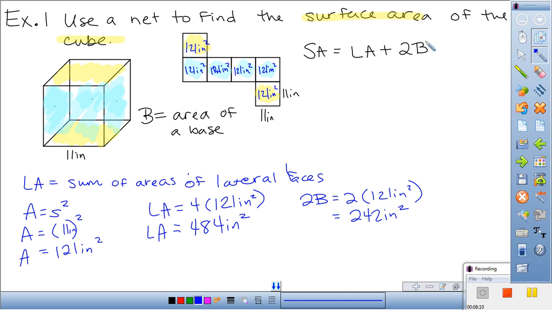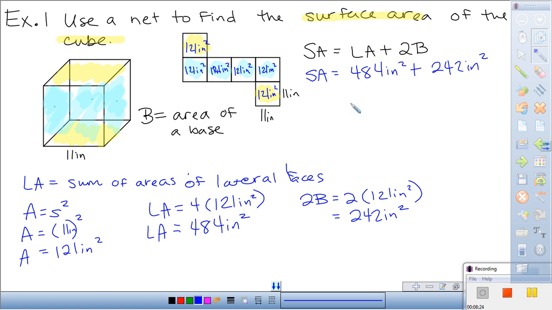So I know both parts of my surface area formula, so now I can find my surface area. My surface area is the lateral area, 484 inches squared, plus 2 times the area of the base, 242 inches squared. And when I add those together, I end up with a total of 726 inches squared.